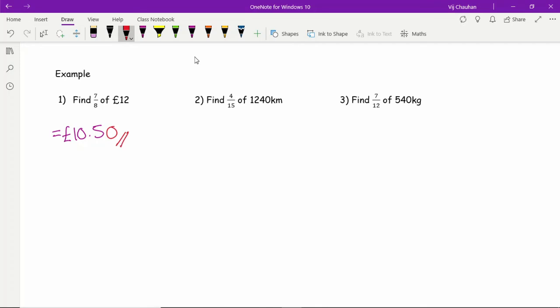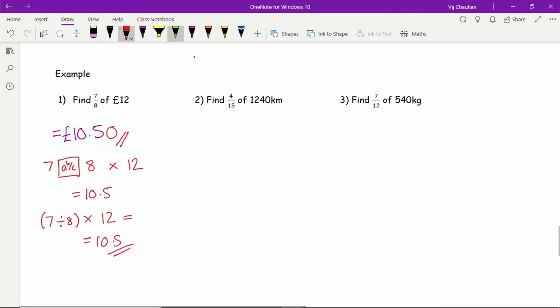Now, if you've got one of the ABC buttons, all we need to do is press 7, then press the ABC button, then press 8, and then press times, and then 12, and again you should come up with 10.5. Worst case scenario, another alternative you can do is just do 7 divided by 8 in brackets, and then multiply that by 12, press equals, and again you'll get 10.5 as your answer. And again, because we're dealing with money, make sure you're writing your answers to 2 decimal places, and don't forget to write your units.